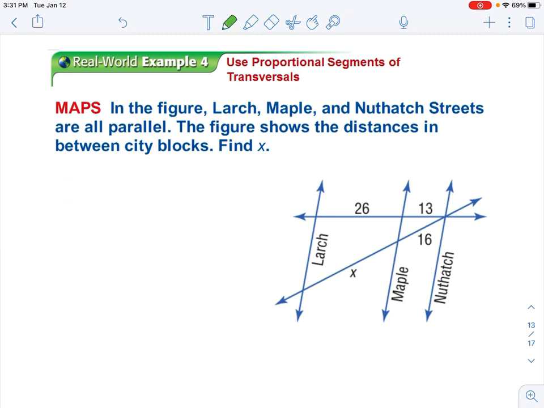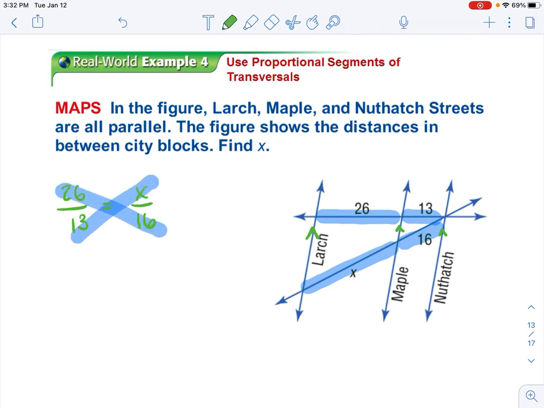In the figure, Larch, Maple, and Nuthatch Streets are all parallel. So I'm going to mark those out. The figure shows the distances between city blocks. So we know the distances between the parallels can make a proportion. So I'm going to do 26 over 13 equals x over 16.